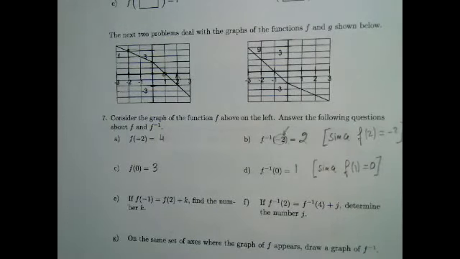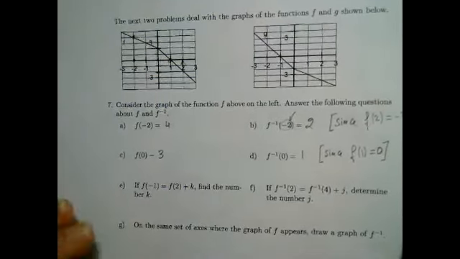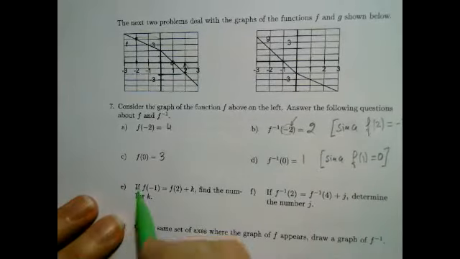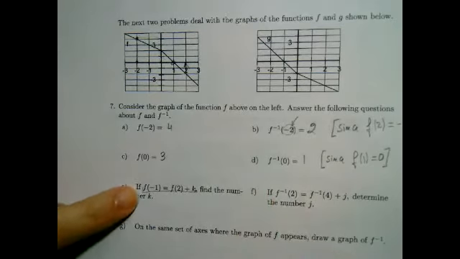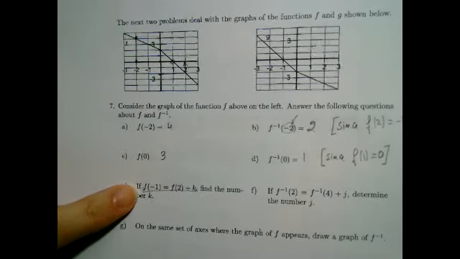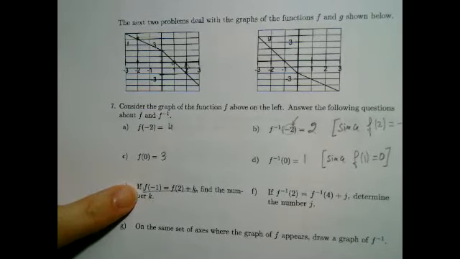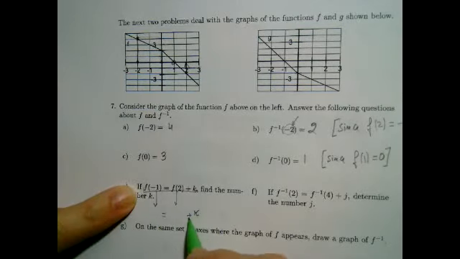Now, if F of minus 1 equals F of 2 plus K, find the number K. So it looks kind of hard, but really it's not. So if this happened, what should be K? Honestly, it looks harder than it is. What is F of minus 1? What's F of 2? So basically, they want you to set those equal to each other.